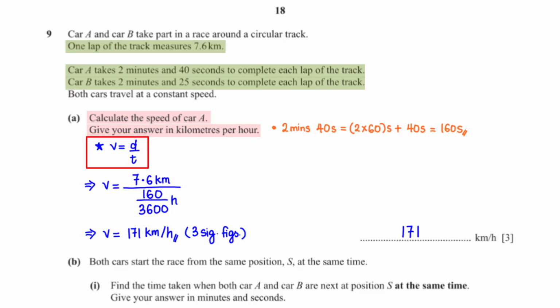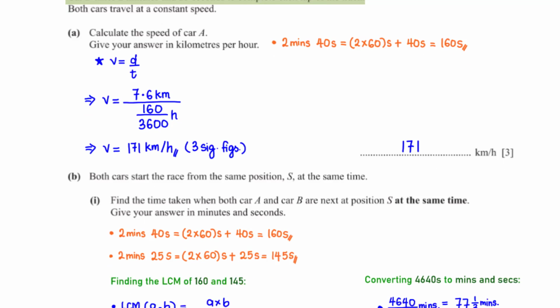Speed equals distance over time. Car A travels one lap of the track, which is 7.6 kilometers, and the time it takes to travel one lap is 160 seconds. We divide 160 by 3600 to convert it to hours. When we type this into the calculator, we get 171 kilometers per hour, rounded to 3 significant figures.